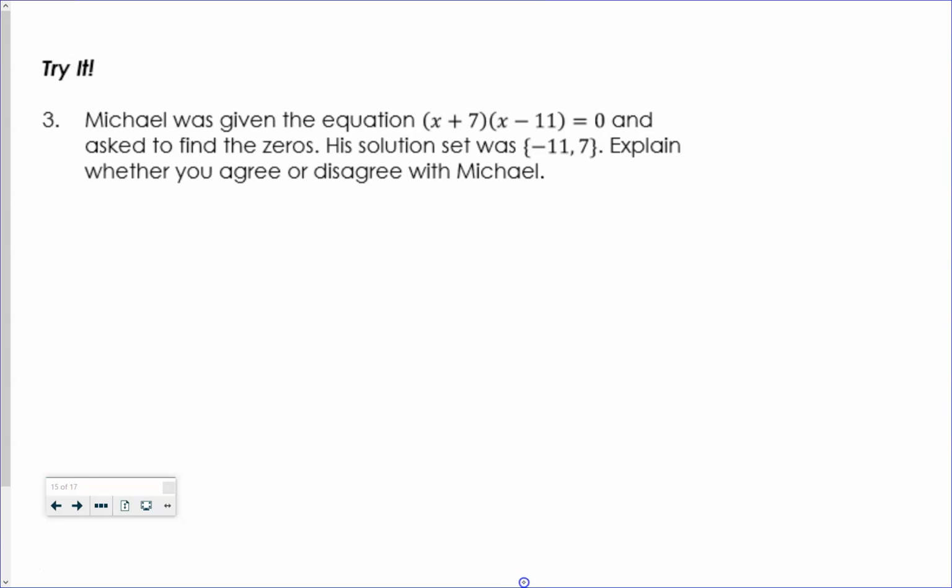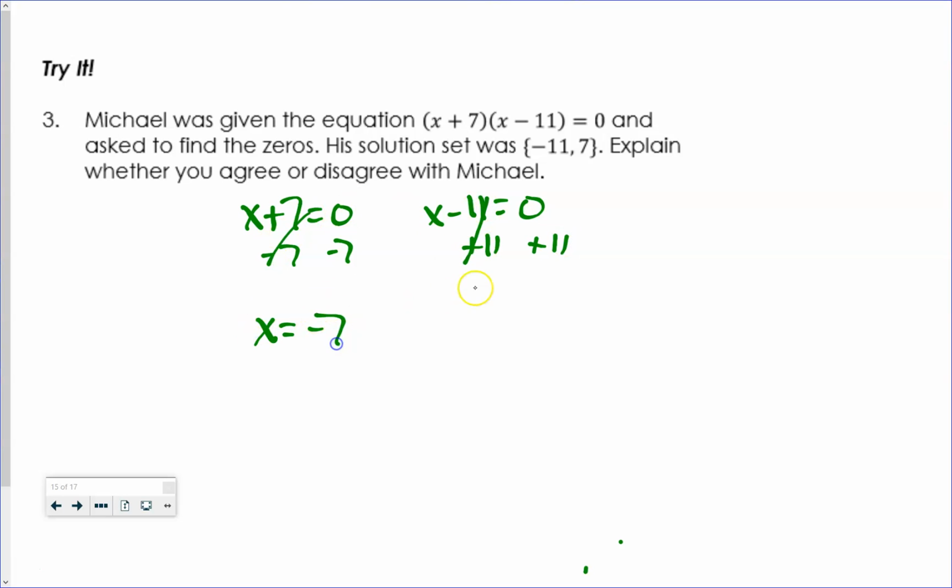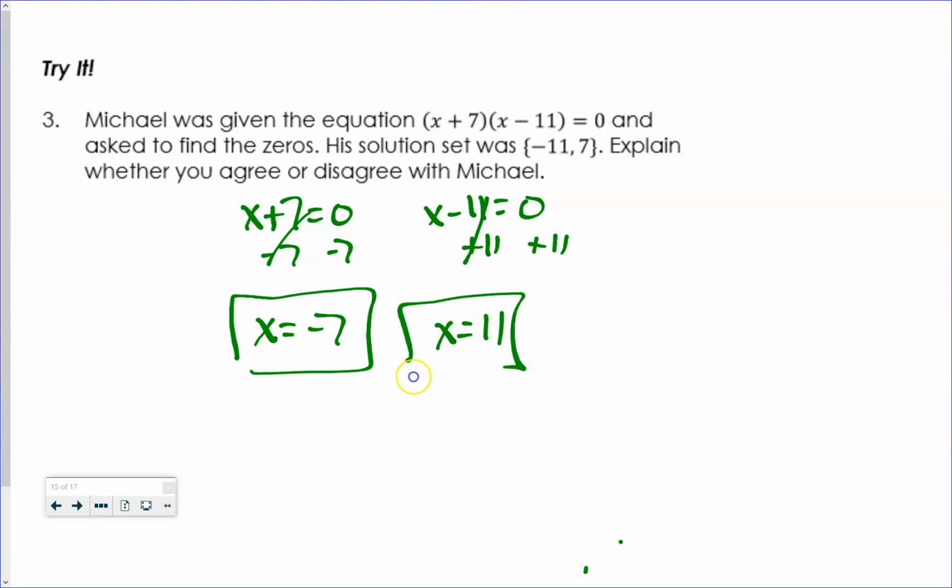Okay, so if I set each factor equal to 0, like you're supposed to, that's how you find your zeros. Over here, I'm going to subtract 7. Over here, I'm going to add 11. So I actually get x equals negative 7 and x equals positive 11. That's my solution set. Michael got the opposites, so I'm going to disagree with Michael.